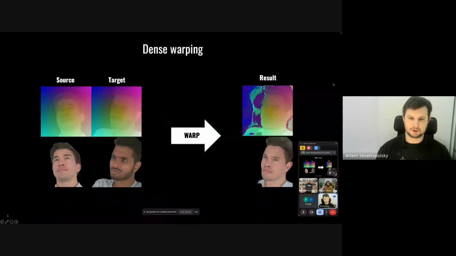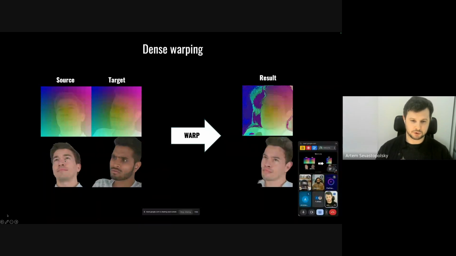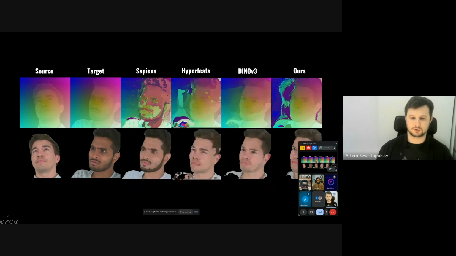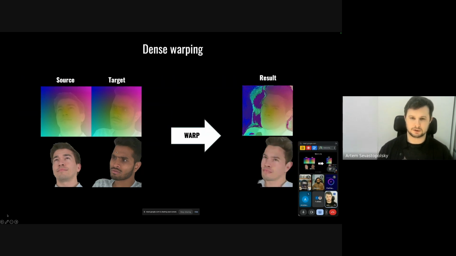And what is happening here is we evaluate whether it is possible to warp pixels from source to target using only DenseMarks features. So we estimate DenseMarks features for this image, for that image, and then for each pixel in the target frame, we find the nearest neighbor in the source frame, and we just copy-paste it there.